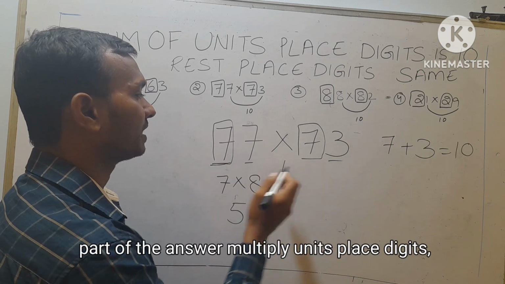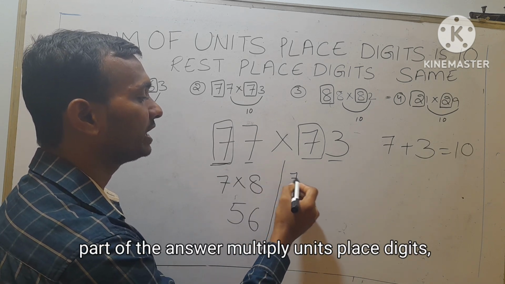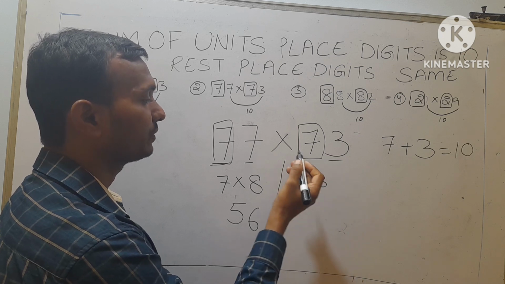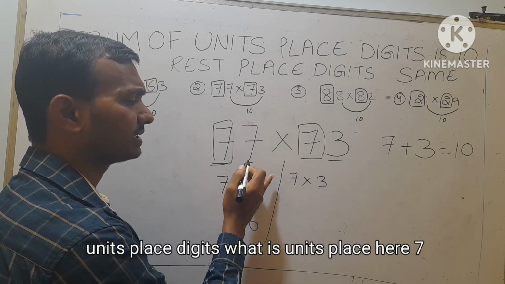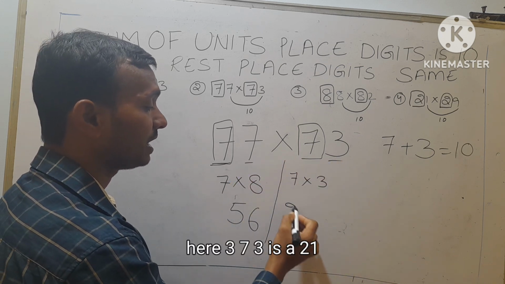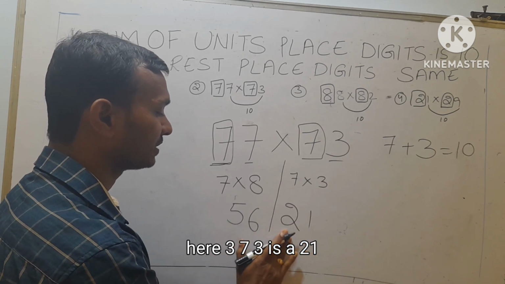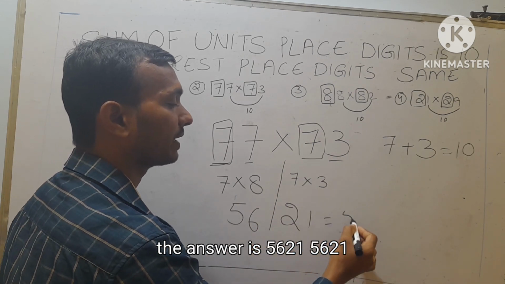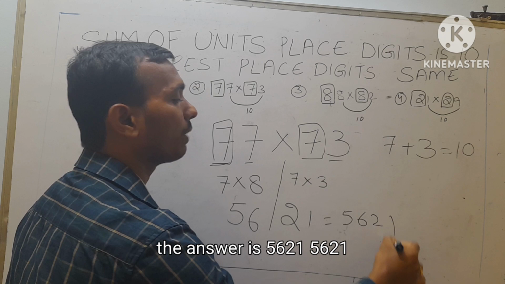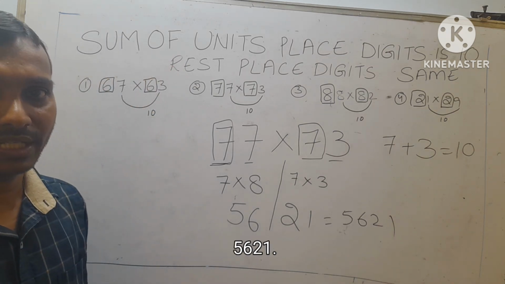In the second part of the answer, multiply the units place digits. What are the units place digits here? 7 and 3. 7 3s are 21. The answer is 5621.